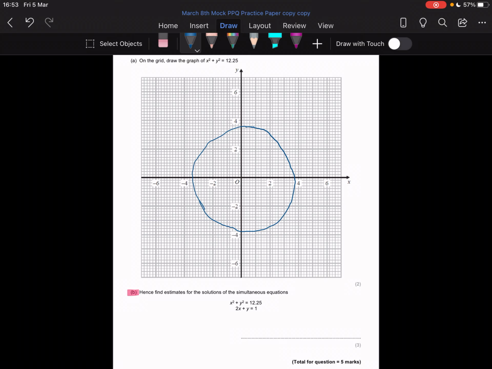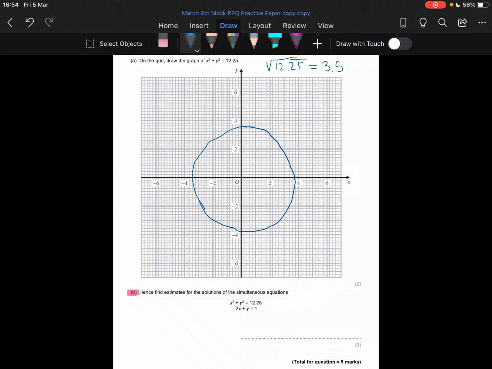All right. So, it says on the grid, just for part A, quick recap. In our previous episodes, how did that circle end up on the screen? For part A, it says, on the grid, draw the graph of x squared plus y squared equals 12.25. That's the equation of a circle with a center at the origin. How do we work out the radius? The radius is the square root of what it's equal to at the end. And that's 12.25. So to work out the radius of my circle, I just did the square root of 12.25.